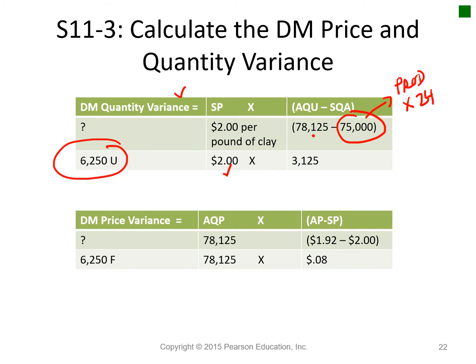And then on your price variance, again, this is what you purchased. The difference between what you paid, they always state these in per unit. The difference is 8 cents. That's favorable because you beat the standard. So that's why this one is going to be 62.50 favorable.